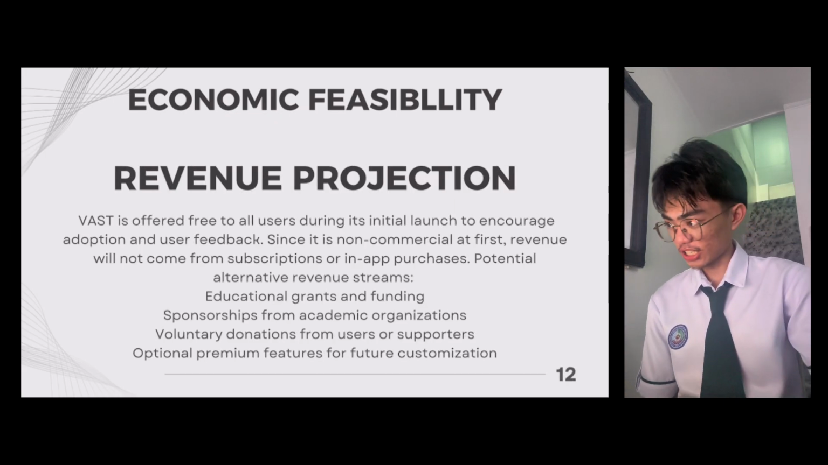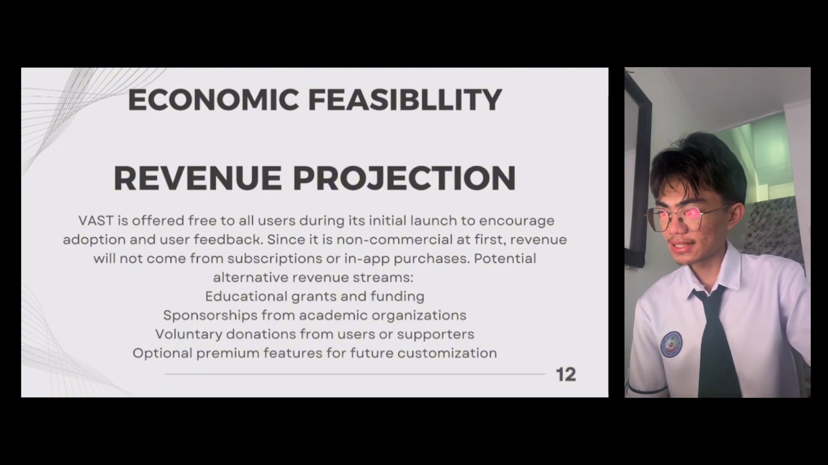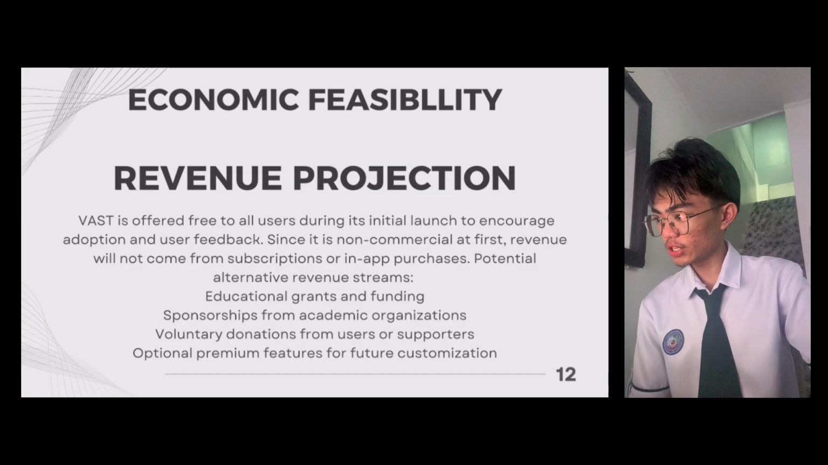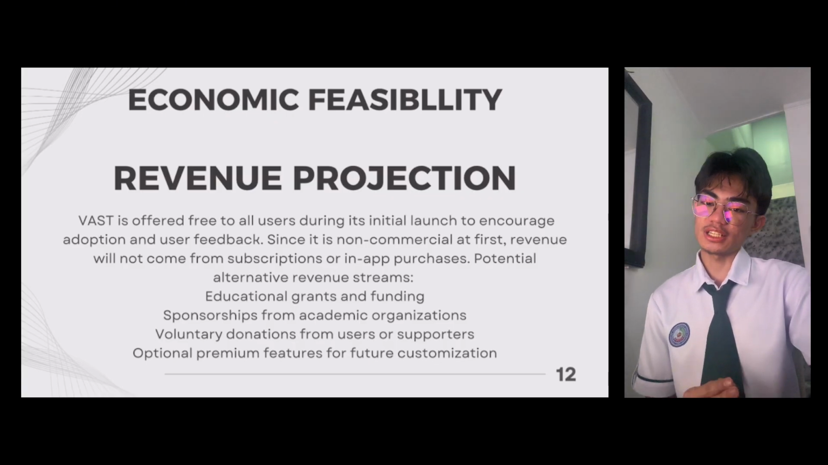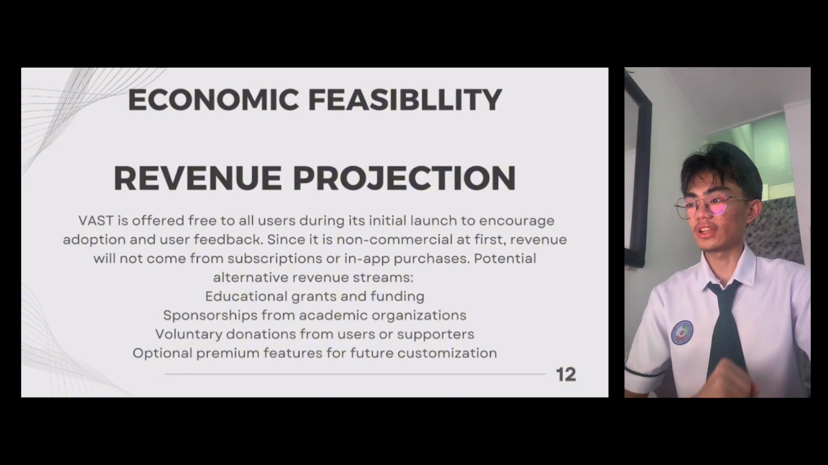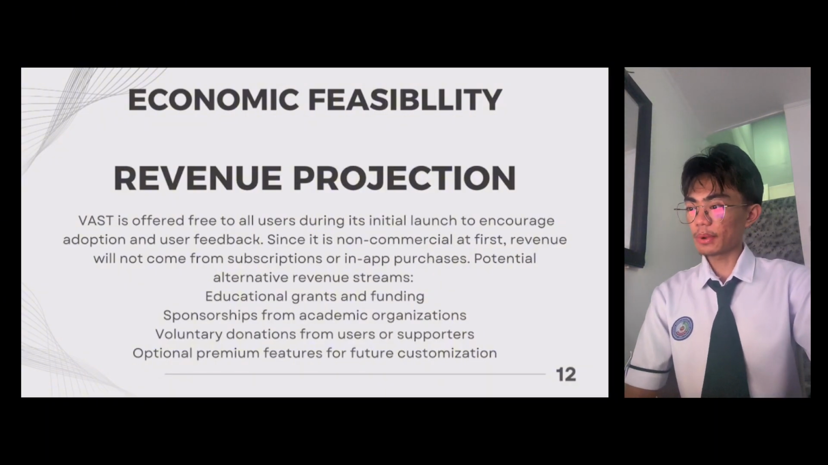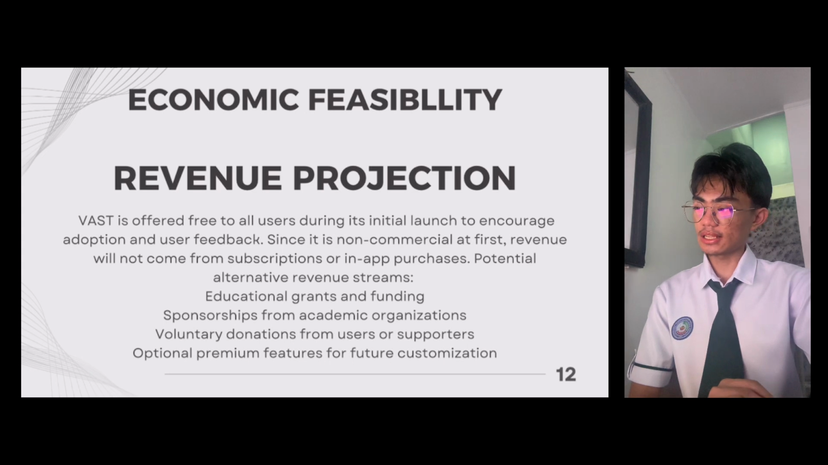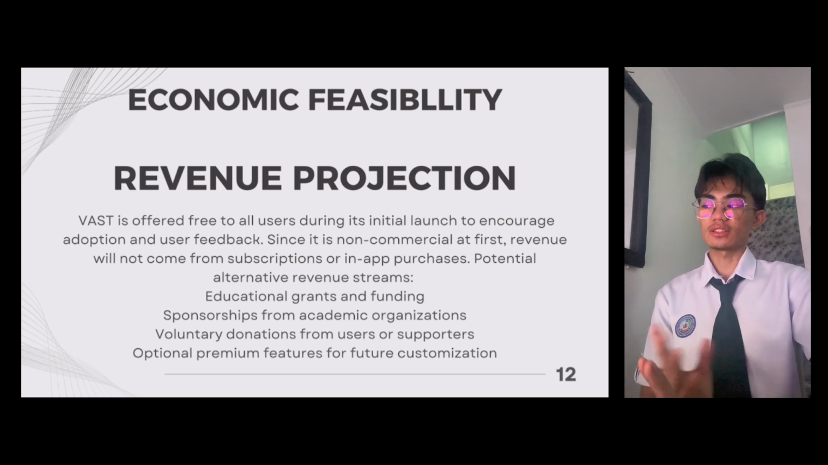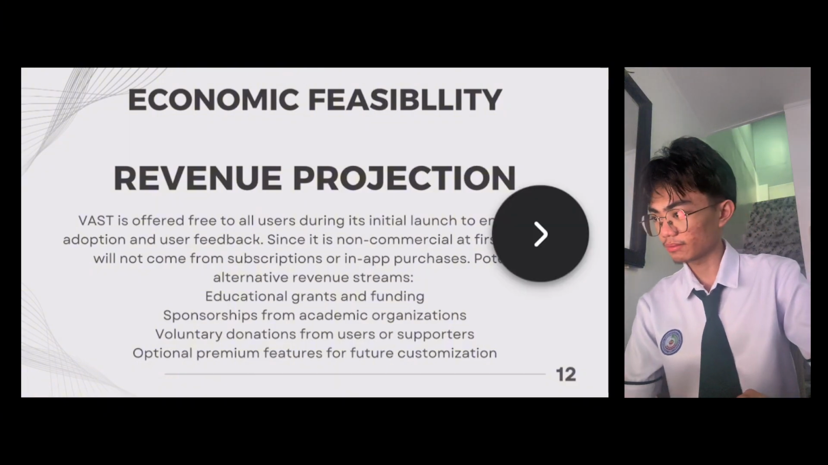For the revenue projection, VAST is offered free to all users during its initial launch to encourage adoption and user feedback. Since it is non-commercial at first, revenue will not come from subscriptions or in-app purchases. So there are other potential alternative revenue streams. We have educational grants or funding, sponsorship from academic organizations, voluntary donations from users and supporters, and of course, optional premium features for future customization.